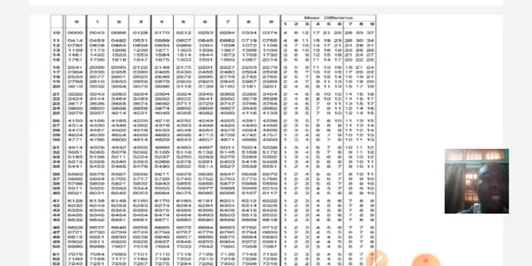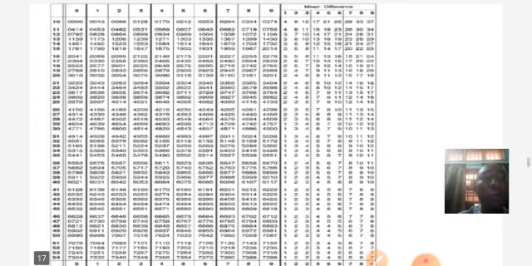Under our logarithm class, we always share logarithm table for the use of students. So I'm using this to tell you that you don't need to bother yourself if you don't have a 4-figure table. The 4-figure table is available in this video.